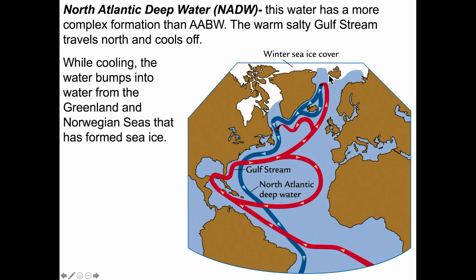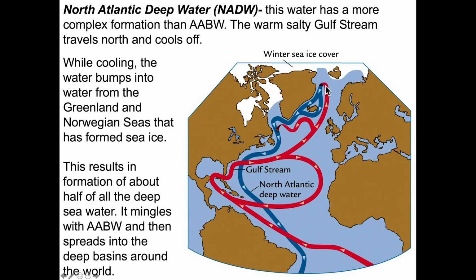This water, again, reaches the high latitudes and cools off. As it's cooling off, becoming more dense, it runs into water from the Greenland and Norwegian seas that formed sea ice. So now we have a combination of tropical salty water coming up and cooling off, mixing with cold water that's forming sea ice up here. Those dense salty waters that are now cold sink and work their way down south.